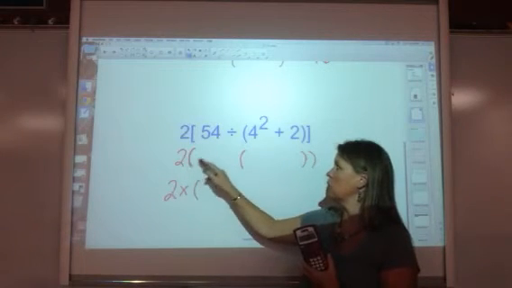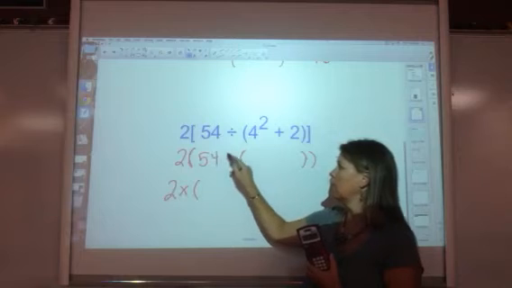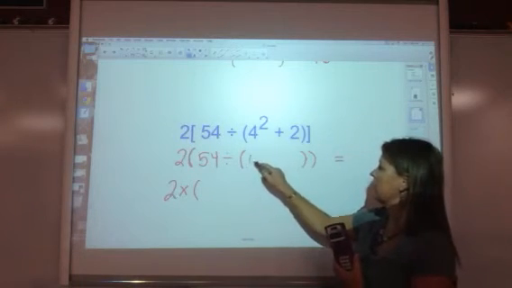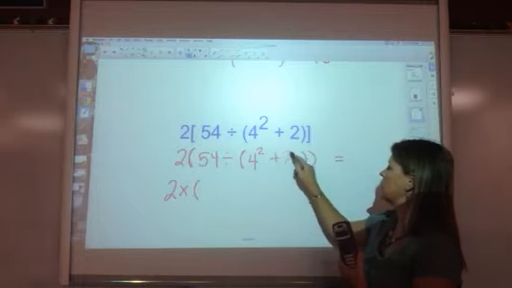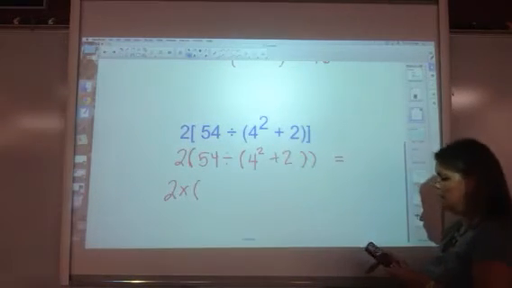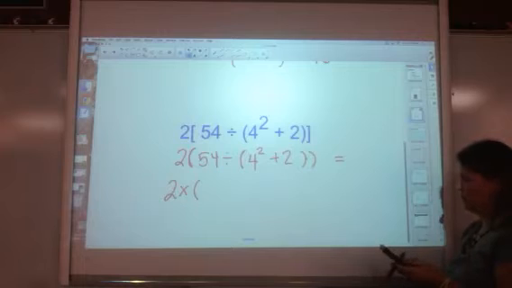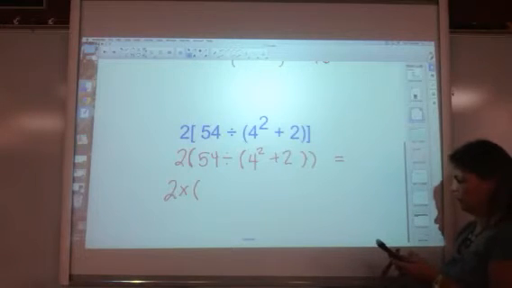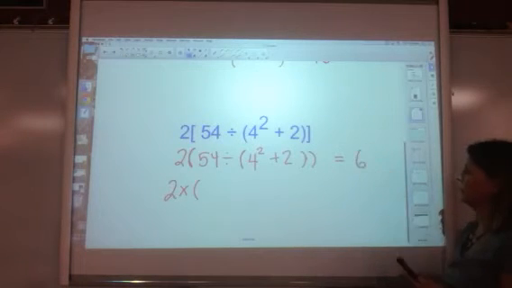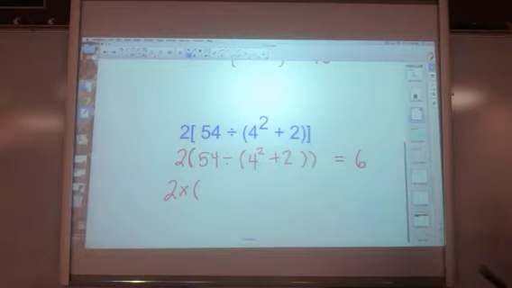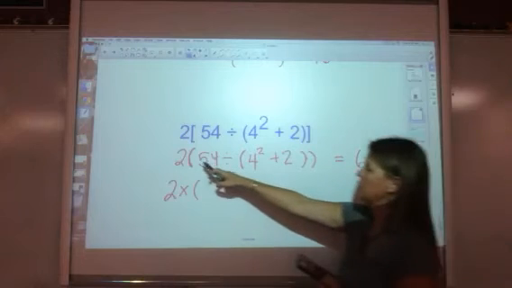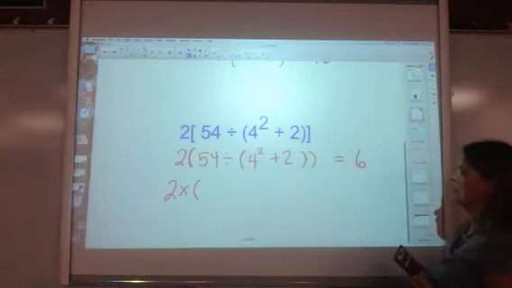Type it in. 2 parentheses 54 divided by parentheses 4. Hit your square button. Plus 2. Right parentheses equals. If you typed it in properly and learned how your calculator works, you should get 6. Did that work? Do you need a times sign? Do you not need a times sign? Try it.